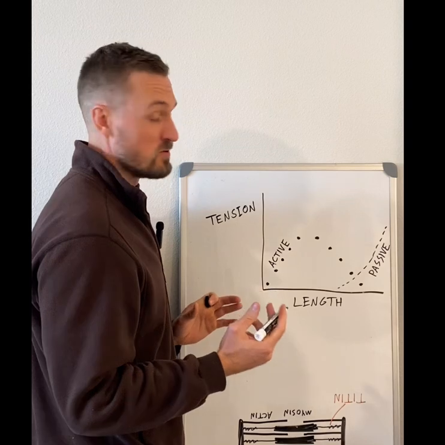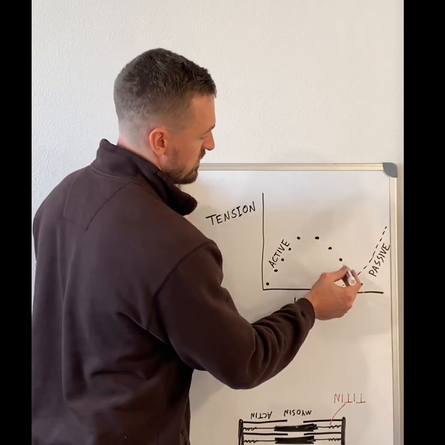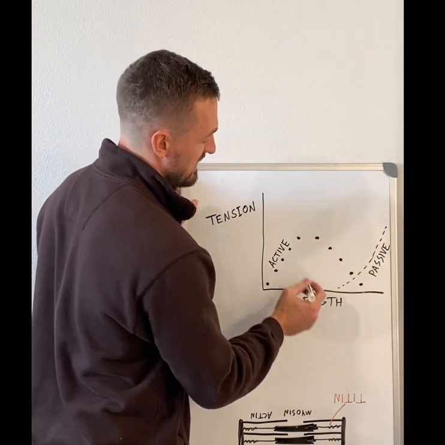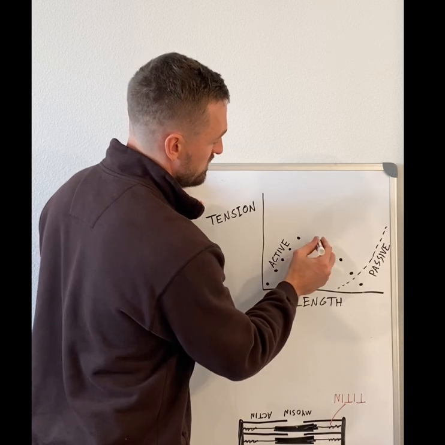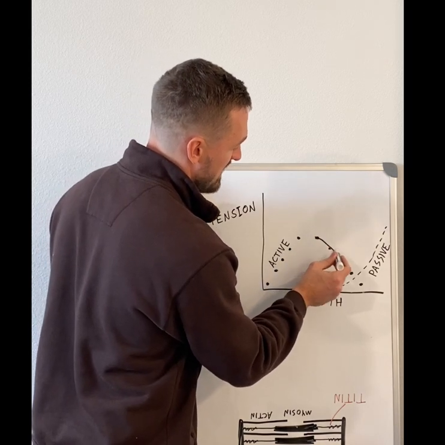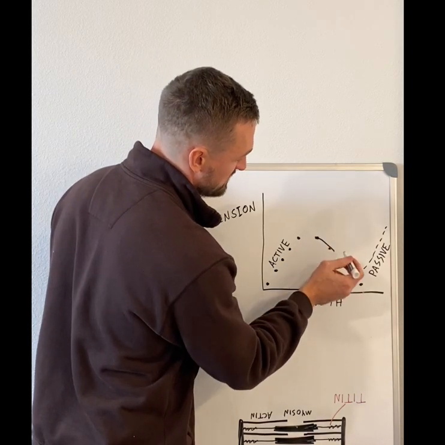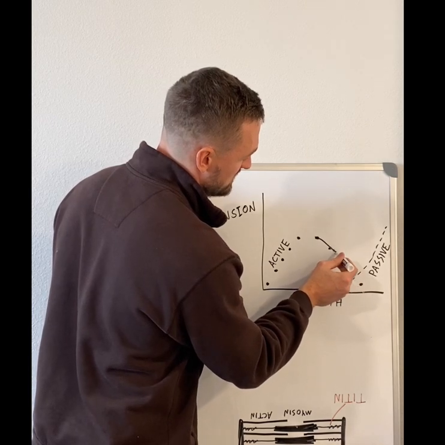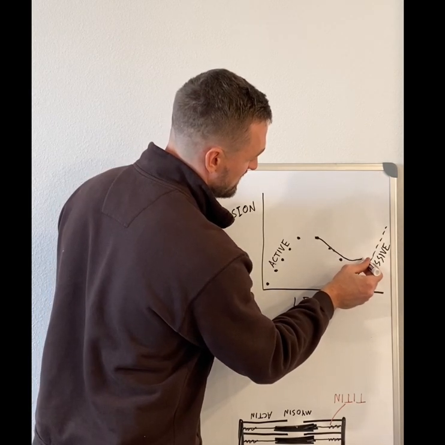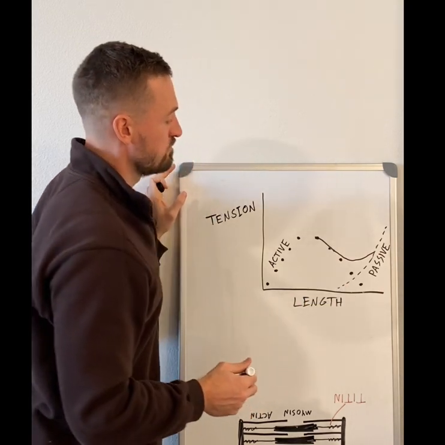If we do a total tension curve, where we're adding the passive and active together, that would be basically just on the active line up until the point where that passive kicks in, and then it would start to add those two together, okay? And so you'd end up with something kind of like that.